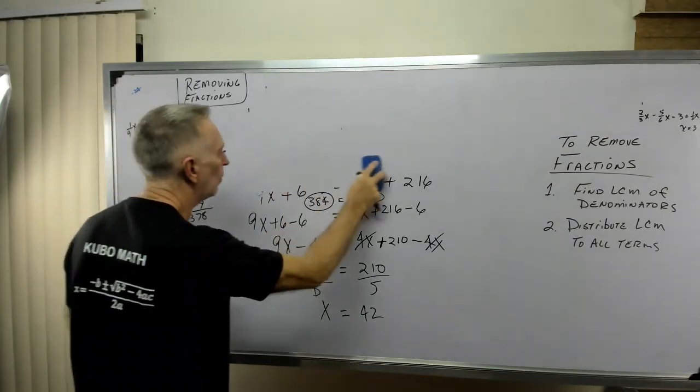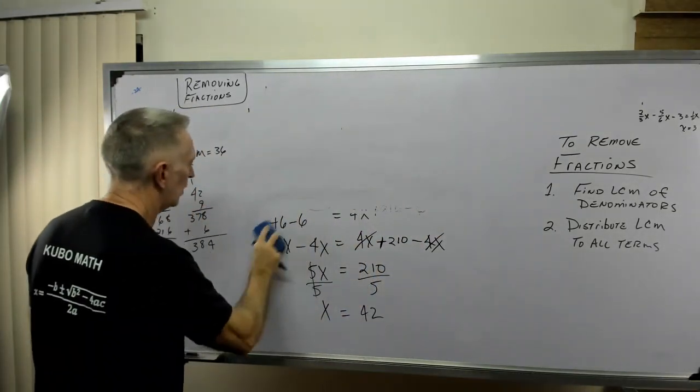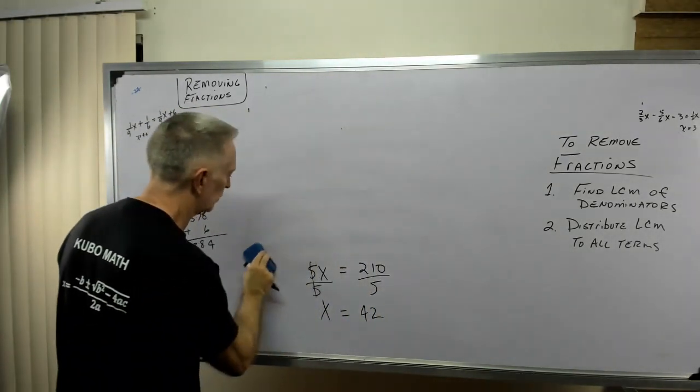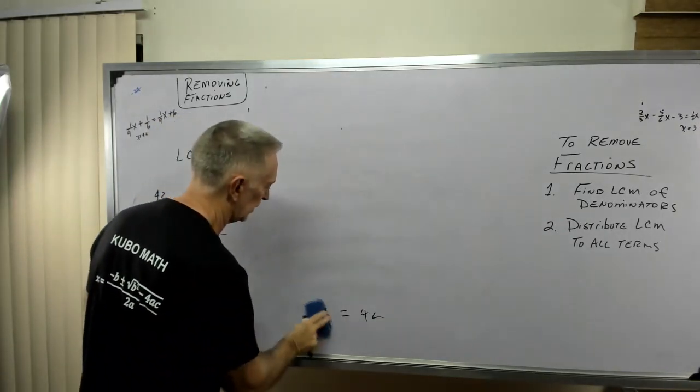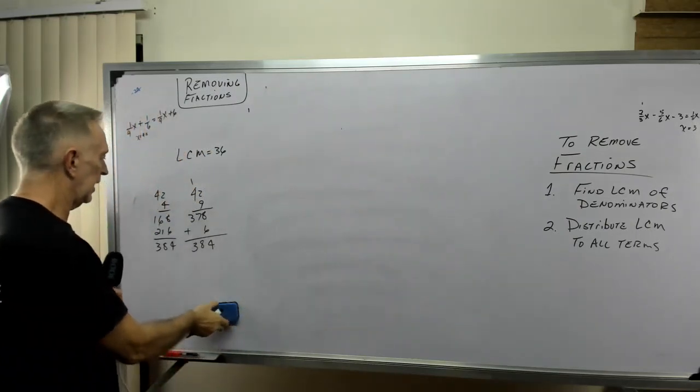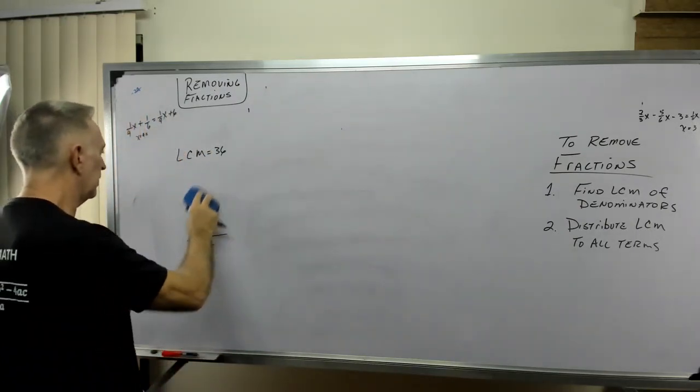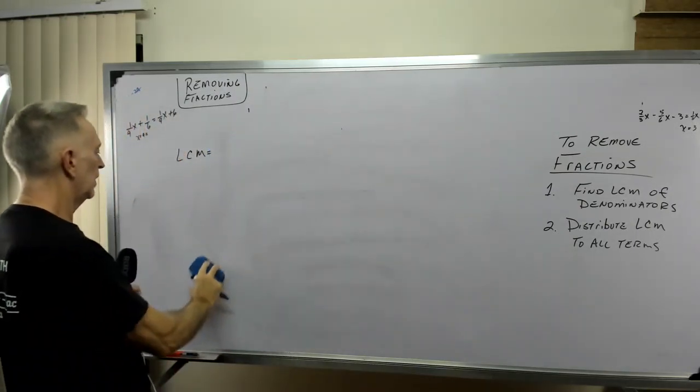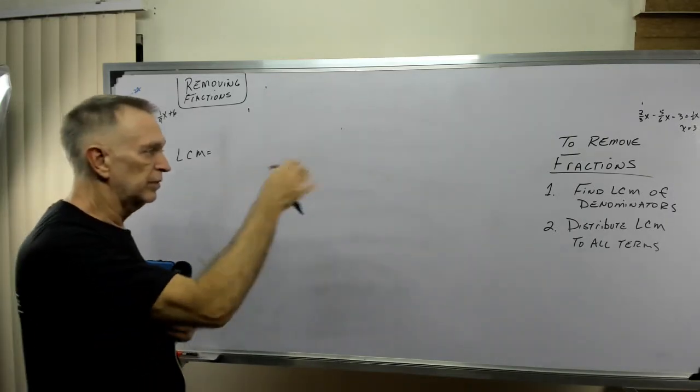Okay, we have one more. But the method is the same on all of them, as you can see. You look at the denominator, get the lowest common multiple, and then distribute that to every term.